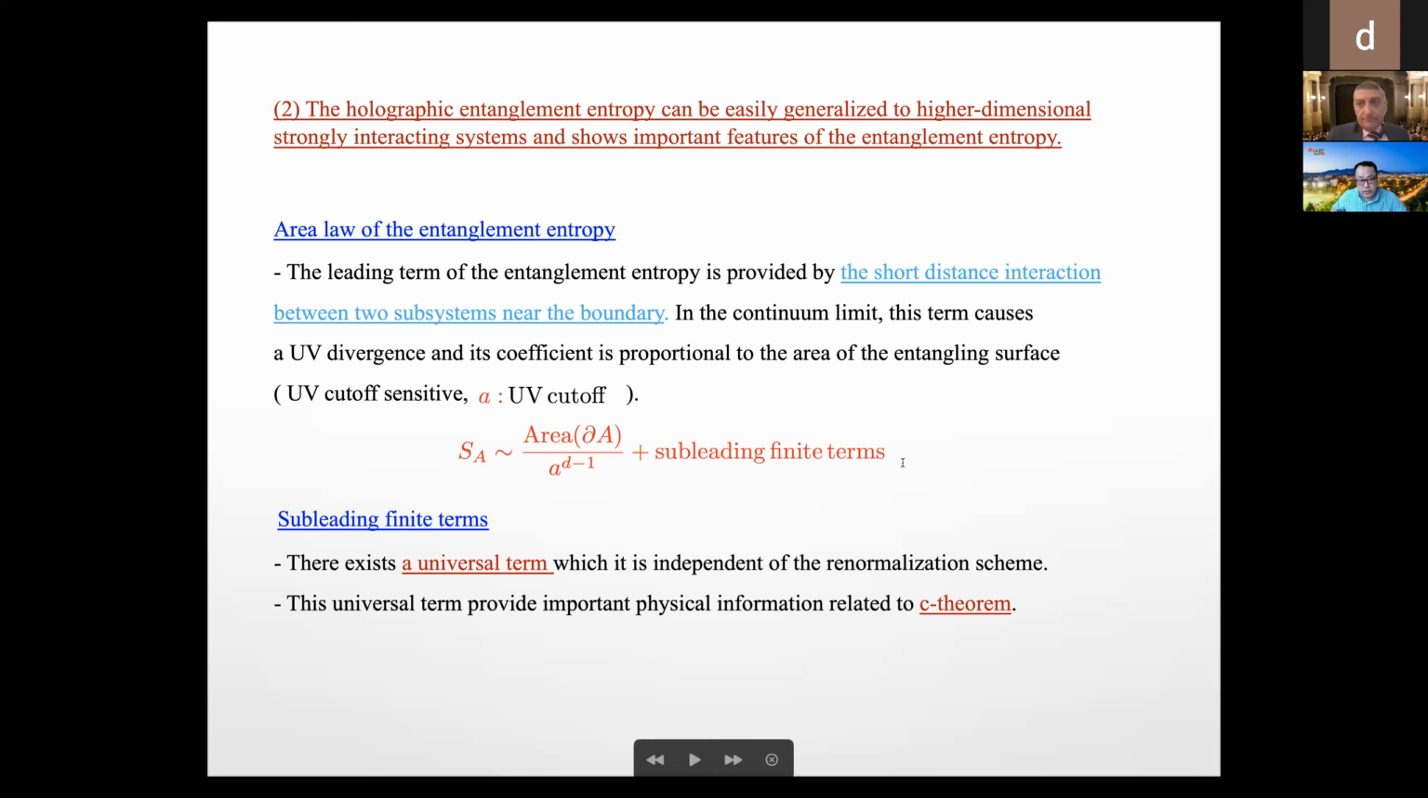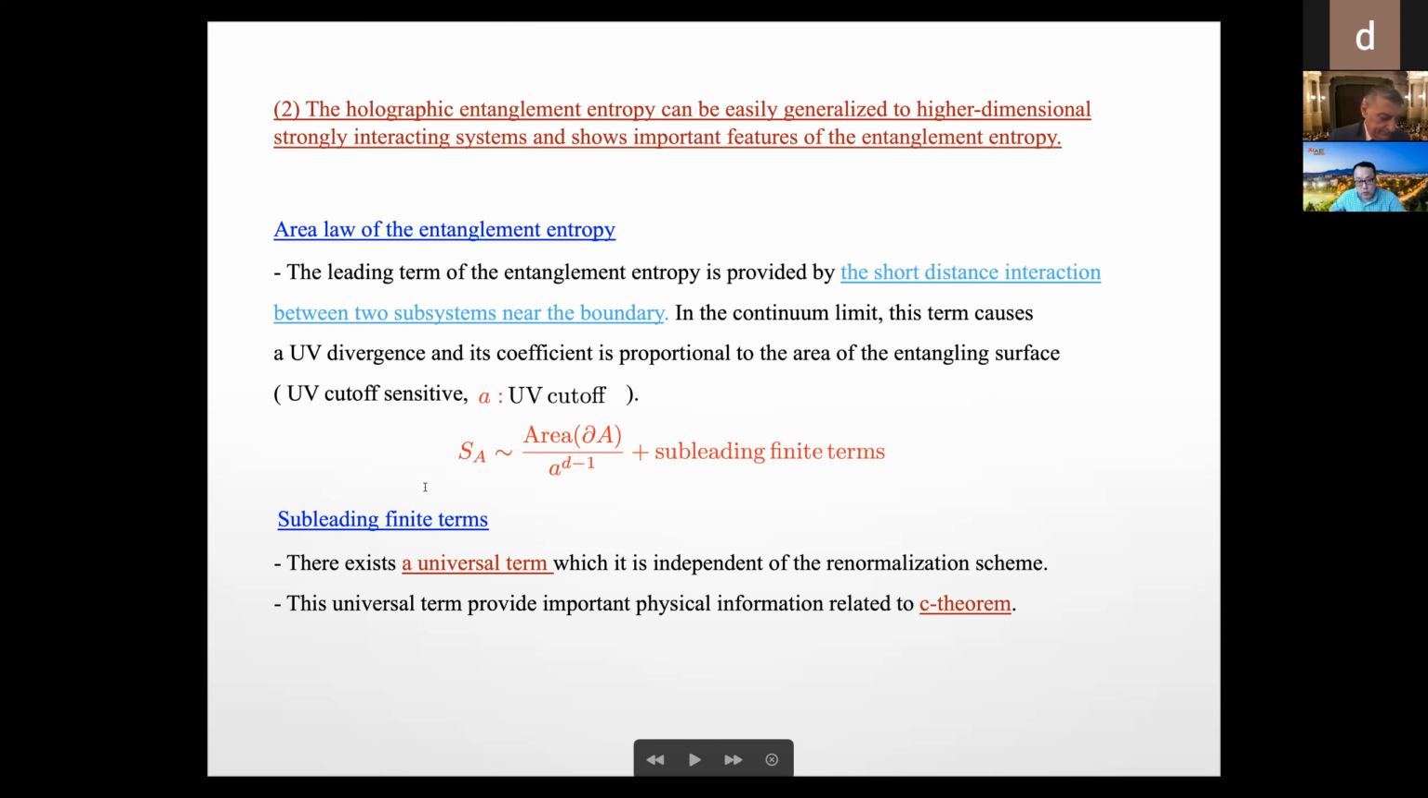So I'll summarize some important features of entanglement entropy. The first one is the area law. Entanglement entropy usually follows the area law. This area law comes from short-distance correlation around the entangling surface, or the border of the two regions. Here, a indicates some short scale, or UV cutoff.